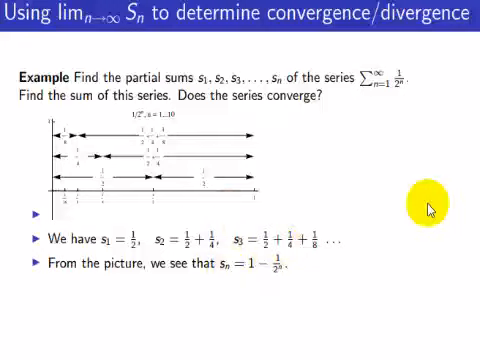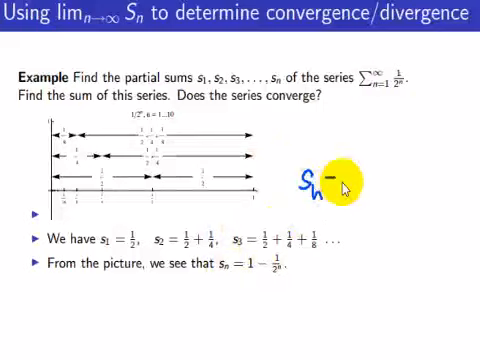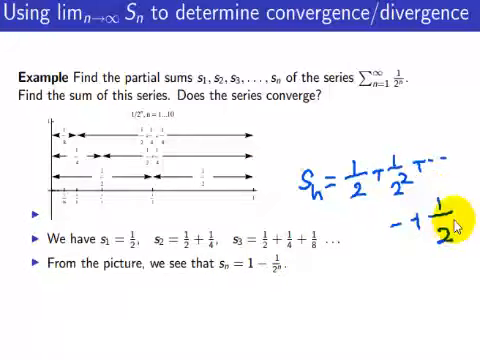nth partial sum of this series, which is a geometric series. Wait a second. So S sub n is 1 over 2 plus 1 over 2 squared plus up to 1 over 2 to the n. This is a geometric series with a constant ratio 1/2, right? So the sum of this finite geometric series is A.